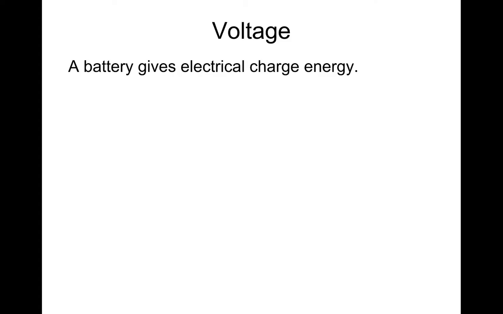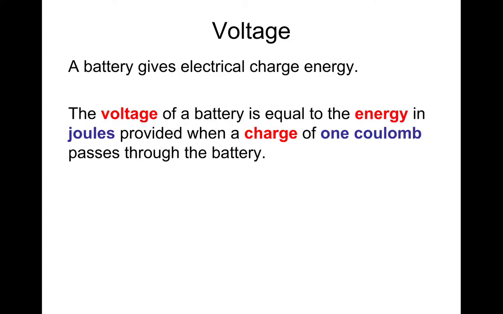So voltage: a battery gives electrical charge energy, and the voltage of a battery is equal to the energy in joules provided when a charge of 1 coulomb passes through the battery. So in essence, electrical charge will flow into a battery, the battery will give the charge energy, and then the charge will leave the battery and give that energy out in the circuit to whatever components are in the circuit.